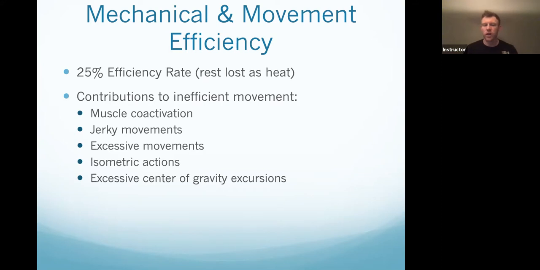Isometric actions. Sometimes those are good for training, but if there's no movement, then that would be inefficient because you're not moving anywhere. Think of it like an unstoppable force meeting an impenetrable object. And then the excessive center of gravity excursion. So center of gravity, if you're moving all over the place, then your body's going to be moving all over the place. And that leads to some inefficient movement as well.